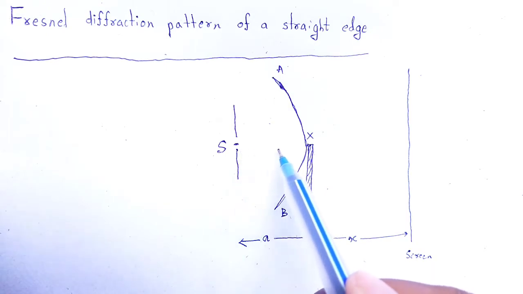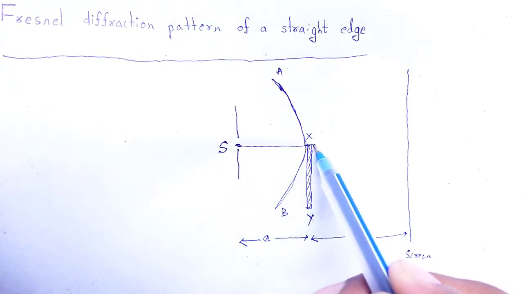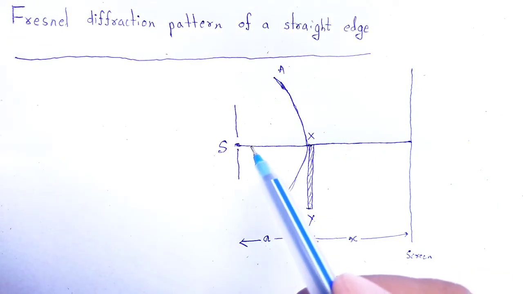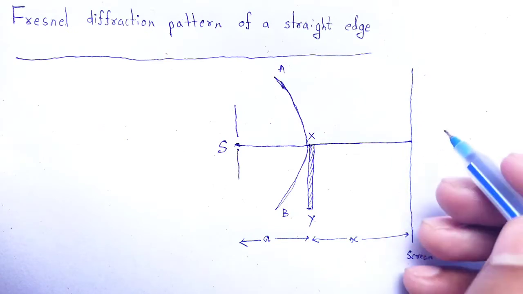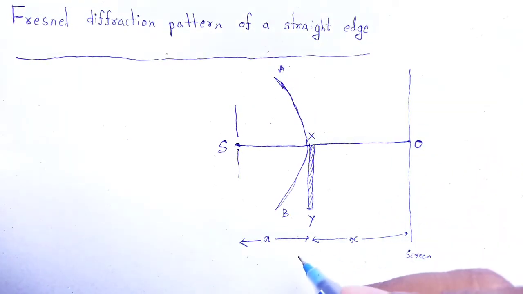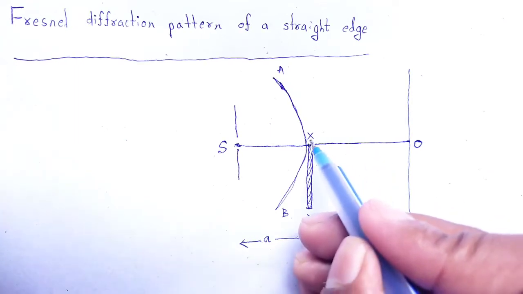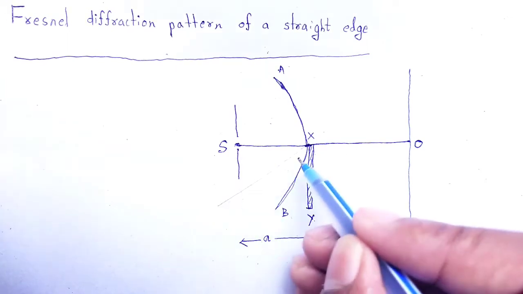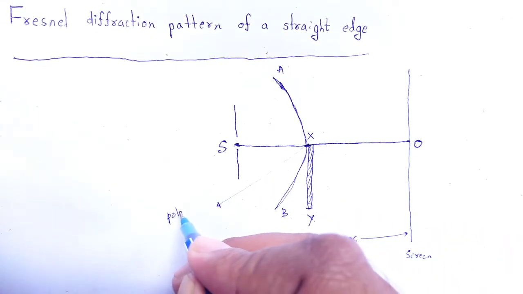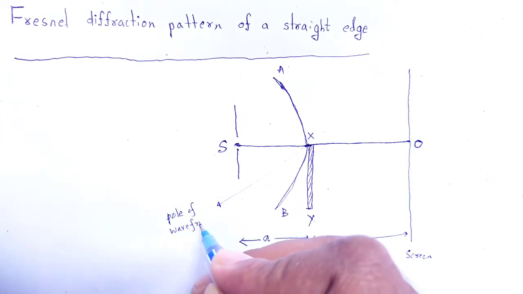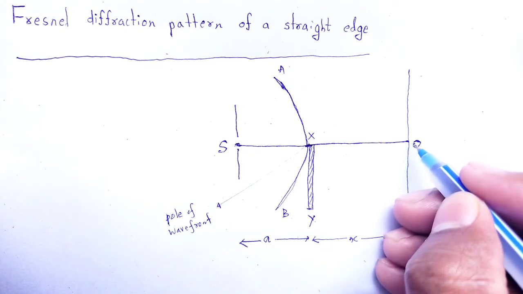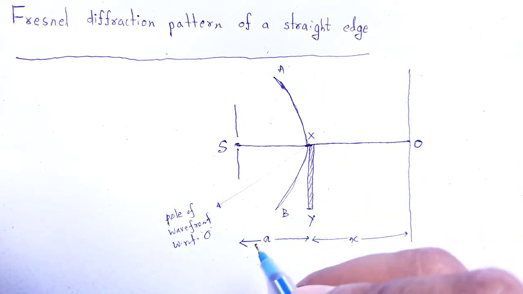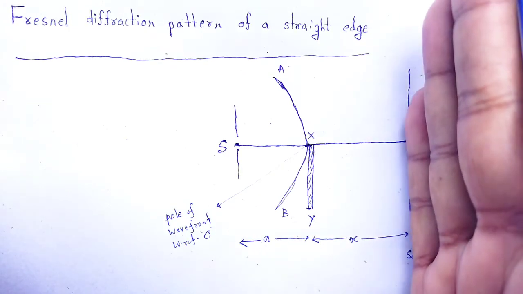The ray of light passes the straight edge and meets the screen at point O. Here x refers to the pole of the wavefront with respect to the point O. And the screen is placed perpendicular to the plane of the paper.